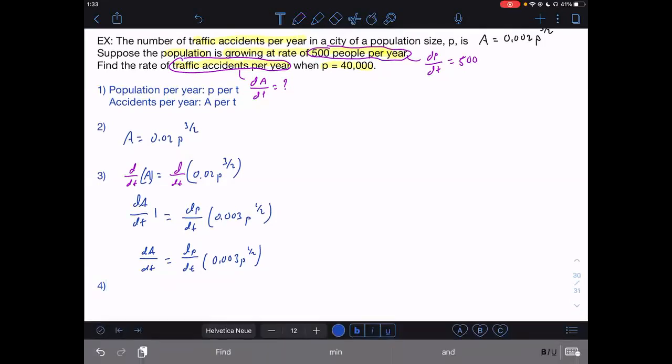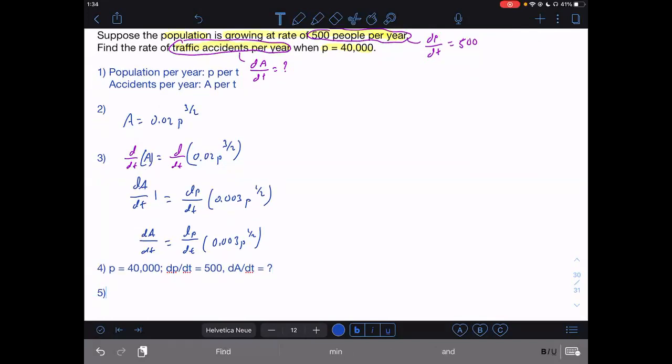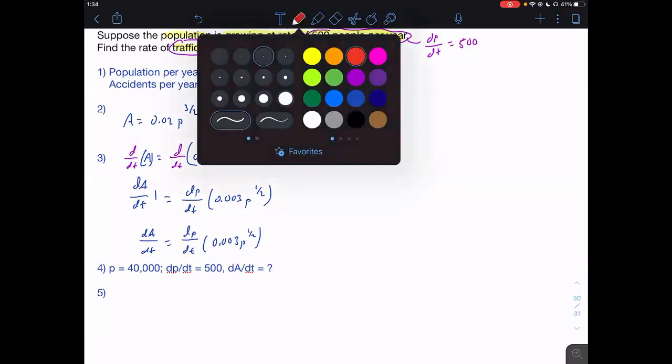Okay, so let me identify that here again for step 4. Our population is given directly to us as 40,000. And then we're told that dp over dt, the change in population with respect to time, is going to be 500. And again, here we're trying to solve for dA over dt.